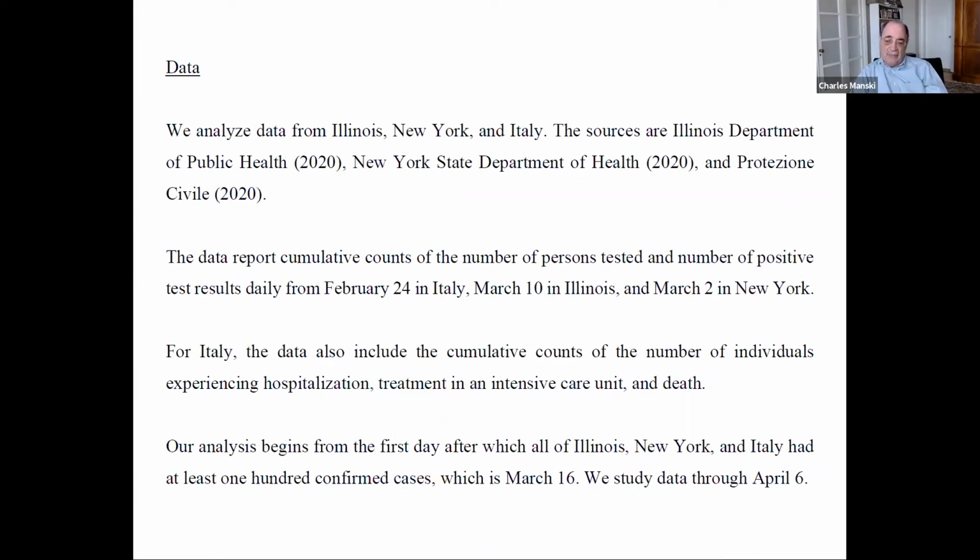So we started on March 16th because there were at least 100 confirmed cases as of that date in all three places. For Italy, we have more data than we do for the US because we actually have the counts of a number of people who've been hospitalized, treated in an intensive care unit, and death. In the US, we don't have it for hospitalization and treatment in intensive care unit, so we can't present results for the US now. The data must be there underneath, but we didn't have access to it.